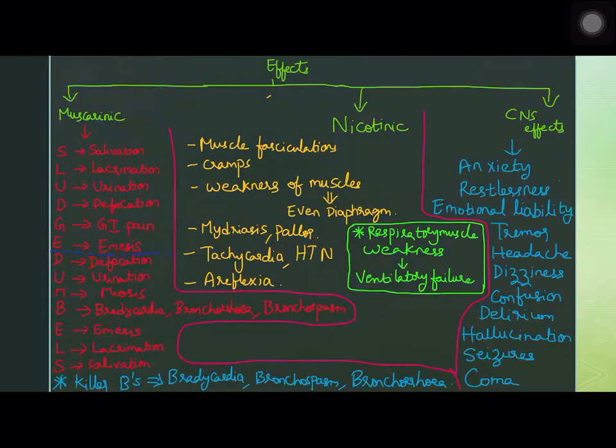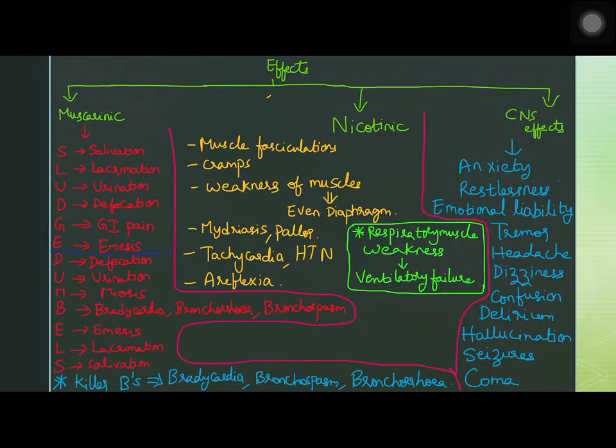For the muscarinic effects, we have the famous mnemonics, SLUDGE and DUMBBELS. SLUDGE consists of salivation, lacrimation, urination, defecation, GI pain, and emesis. The DUMBBELS consist of defecation, urination, miosis, bradycardia, bronchorrhea, bronchospasm, emesis, lacrimation, and salivation. The Bs are the killer Bs, that is the bradycardia, bronchospasm, and bronchorrhea.